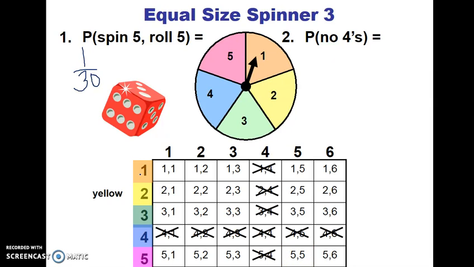So that means everything in this row and everything in this column. I have to count what's left over. So there are 20 outcomes that do not have a 4 in them. And so that's 20 out of 30, or 2/3. So the probability of not getting a 4 at all will be 2/3.